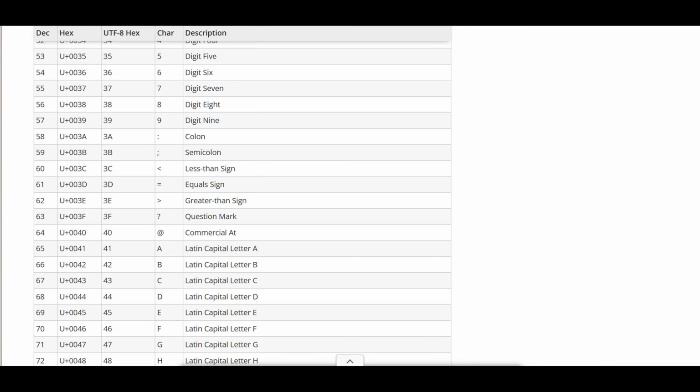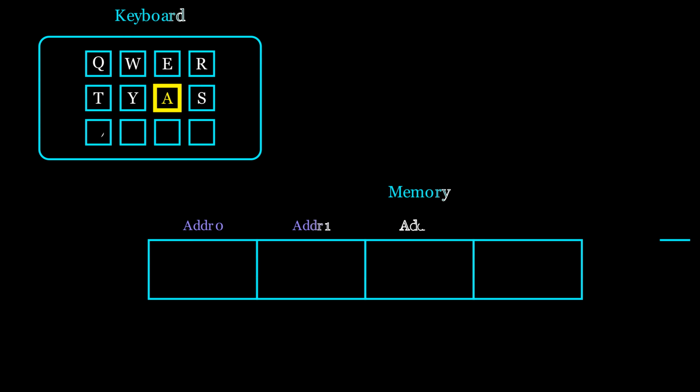Let's examine the UTF-8 encoding table. In this standard, the uppercase letter A is assigned the decimal value 65. When you type a capital A on your keyboard, the system stores that value, 65, in a single byte of memory. It is important to remember the specific 1-byte allocation for the character A. Let's look at a demonstration to see how this is handled at a low level.